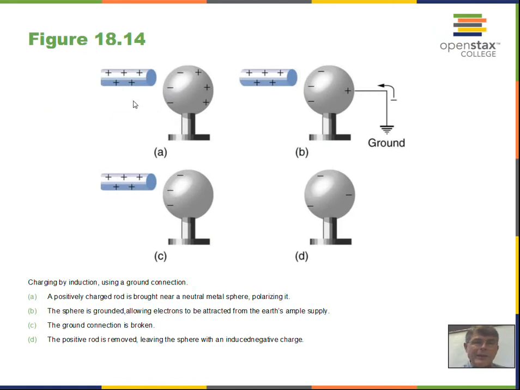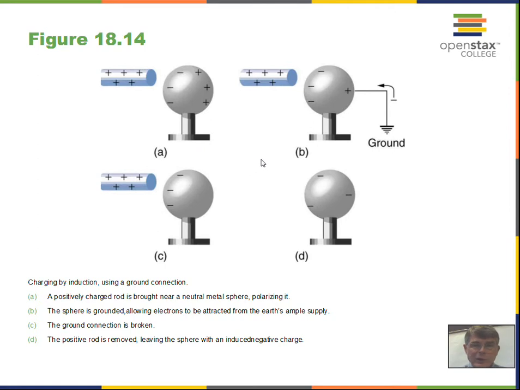So charging by induction, that was on the previous slide as well as contact. For charging by induction, we bring up a positive charge here. We will attract electrons to here. If we connect to ground, the earth, or a human body, which is a supply of charge as well, electrons will come out of the ground or from the human body and supply more electrons here. And then we pull the rod away, and now there's a net negative charge left on the object.